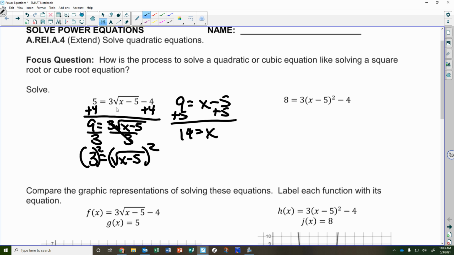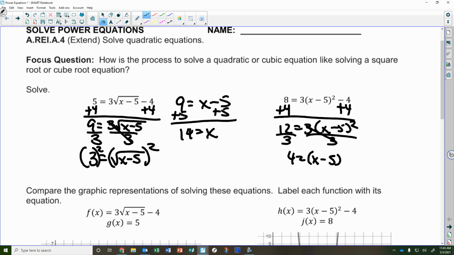Okay? And the other one, similar to it: if you look, I have a binomial squared, so I want to get that by itself. So I'm going to add 4 to both sides. I'm left with 12 equals 3 times x minus 5 squared, so I'm going to divide by 3. I'm going to isolate the binomial squared just like I did the radical, and I get 4 equals x minus 5 squared.